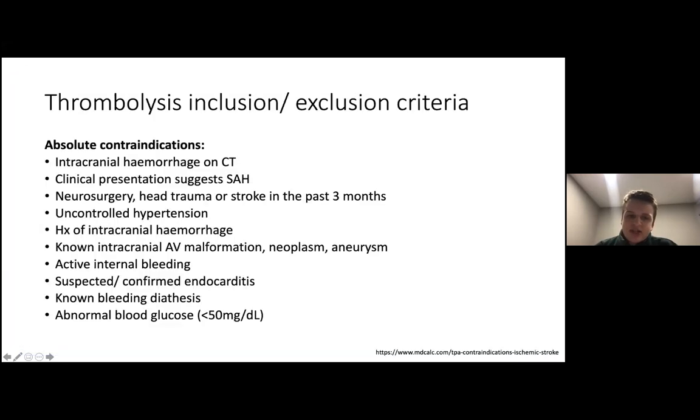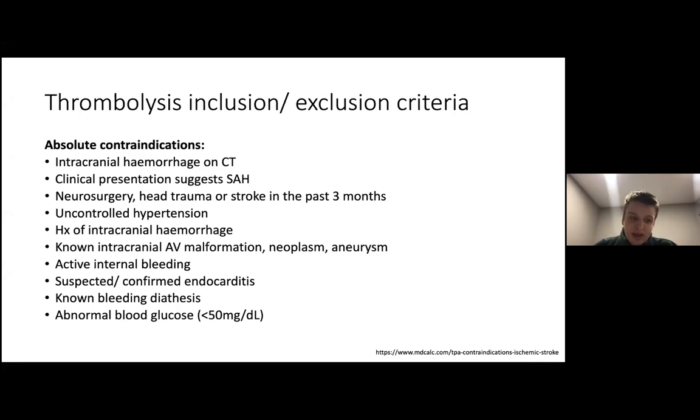So that's why we use it. However, there are contraindications to this. This will usually be assessed by a stroke physician with a lot of experience, but it's important to pick up on the history. So if they have an intracranial hemorrhage on the CT, it's an absolute contraindication. If they had neurosurgery or head trauma in the past 3 months, or wildly uncontrolled hypertension, that's going to be a risk if they had thrombolysis, so that's not an option.